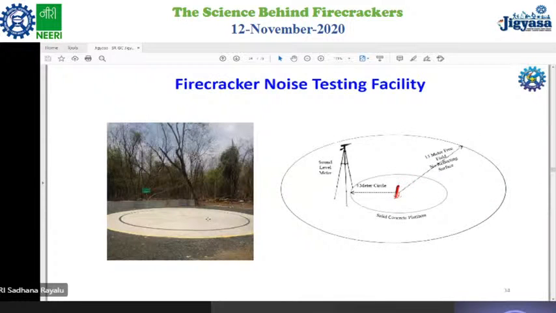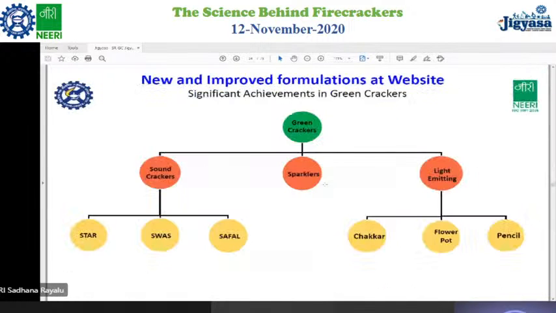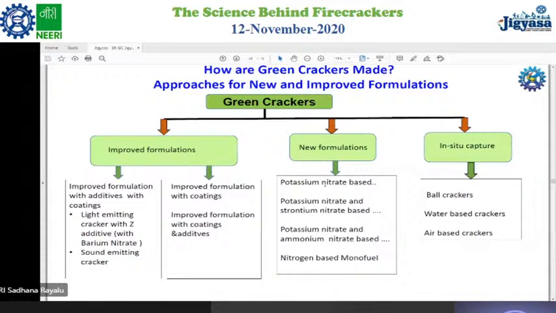This is the sound testing or noise testing facility which we have at our institute. You can see here we place the fireworks, and at a distance of 4 meters we measure the different sound levels. We have sound level meters with which we measure the sound levels. And when it comes to how green crackers are being made, these are the different ways in which we make them. I've already mentioned improved formulations, in which we typically use the same conventional formulations in the presence of an additive.